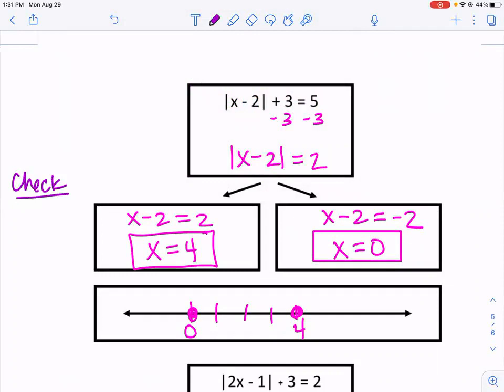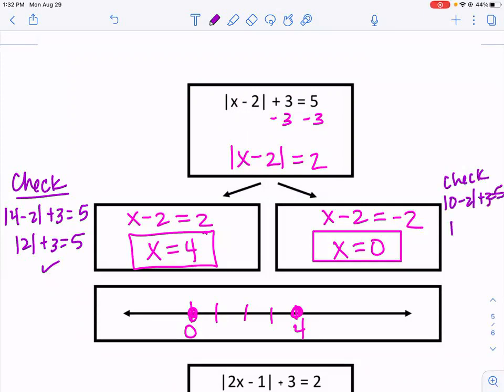Now, hey, we're not done. We have to check the absolute value of 4 minus 2, and then we add 3. Does that equal 5? Okay, let's check. If we put 0 in for x, we get the absolute value of -2 plus 3. Does that equal 5? Yes. Okay, so we're good.